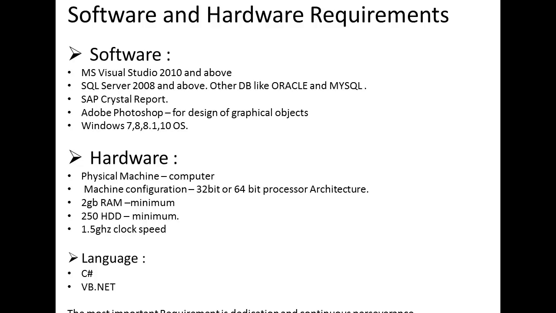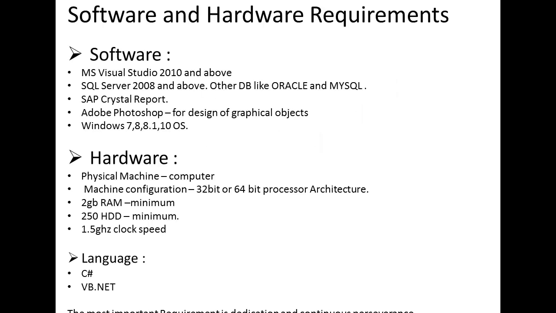So what are the hardware requirements? You need a physical machine, which is a computer, and the machine configuration should be probably 64-bit or 32-bit architecture, a minimum of 2 GB RAM, a 250 GB hard disk, sorry, and probably 1.5 GHz clock speed. And the languages which we're going to be employing are two good languages, Visual C Sharp and VB.NET. The most important requirement is dedication and continuous perseverance.